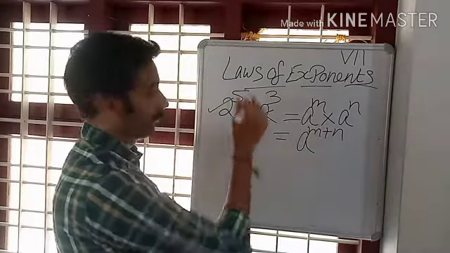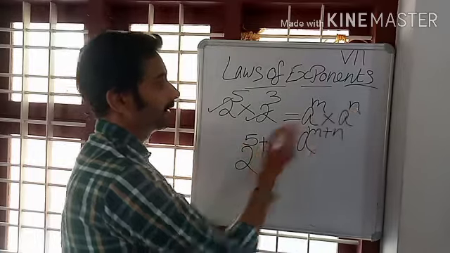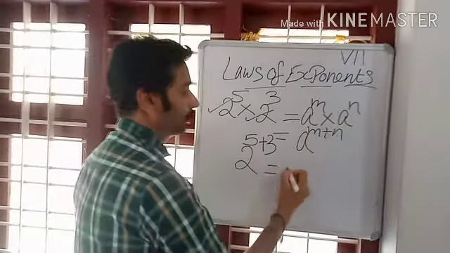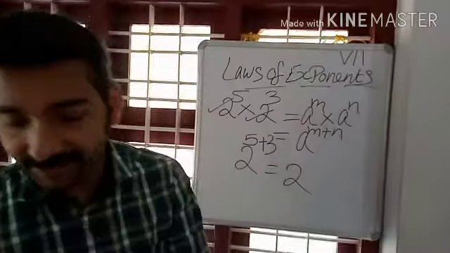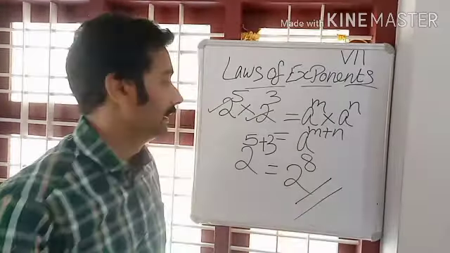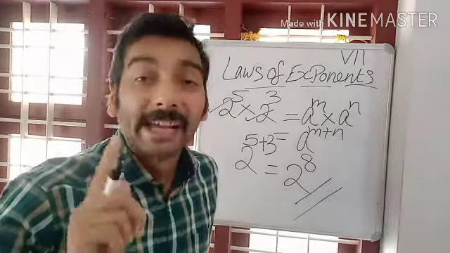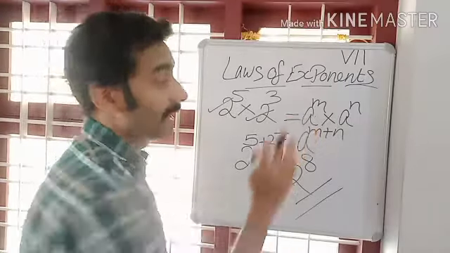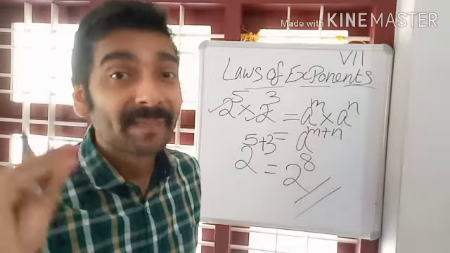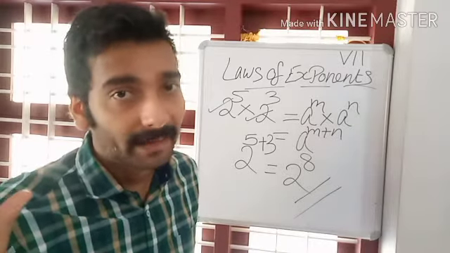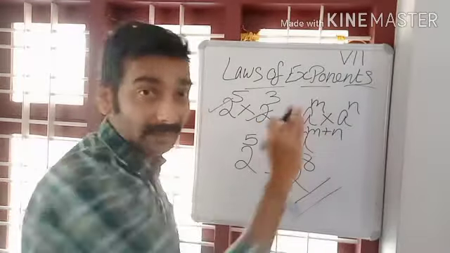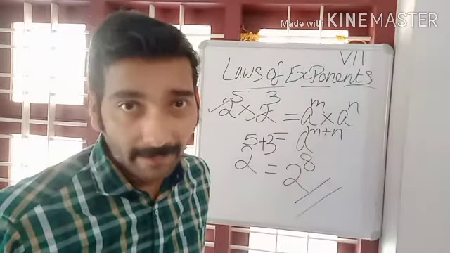M means 5. 5 plus n. N means 3. That is 2 raised to 5 plus 3. Yes, 5 plus 3 is 8. The result is 2 raised to 8. Don't forget, a raised to m into a raised to n is a raised to m plus n. Okay. In case of product, it is plus. Power is added. Okay.